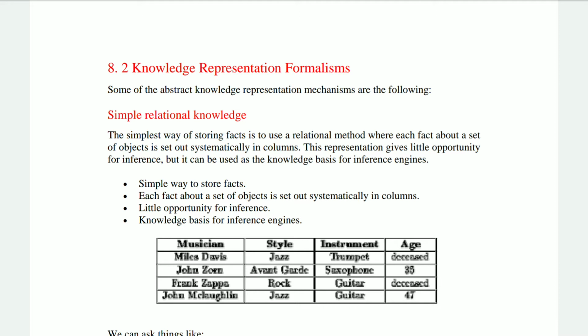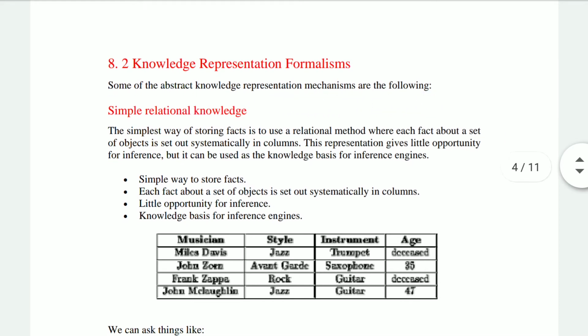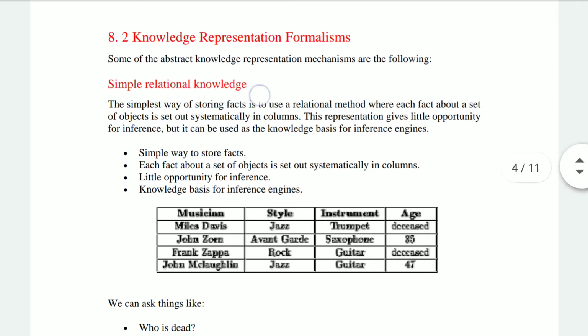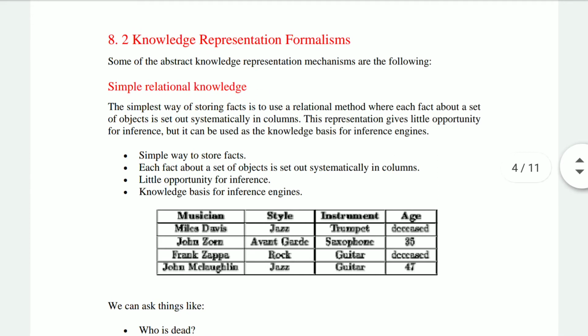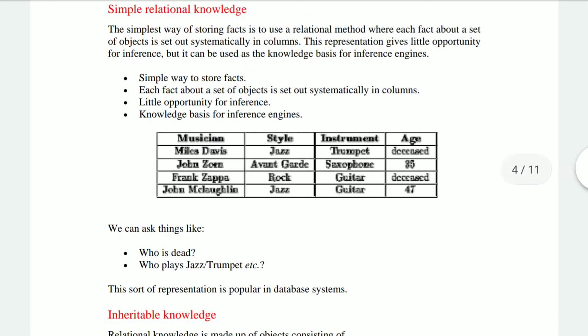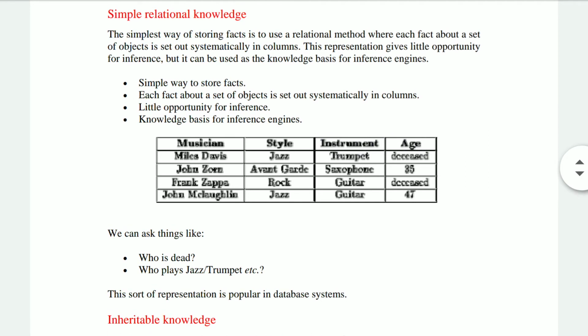Now, some of the abstract knowledge representation mechanisms are as follows. The first one that we'll be talking about is simple relational knowledge. Remember that this is the lecture on semantic nets, but to understand it in a better way, we need to know these formalisms first, then we'll move gradually towards the semantic nets explanation. Let's say we have a relational table comprising of musicians, their style, the instrument that they play, and their ages.